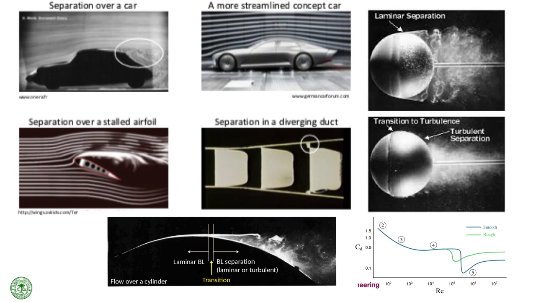Now you can see flow over a cylinder, which is a better picture. The boundary layer comes from here, a very thin boundary layer, and then it becomes slightly thicker, and then it separates from the surface. This is the point of separation. It may be laminar or turbulent.